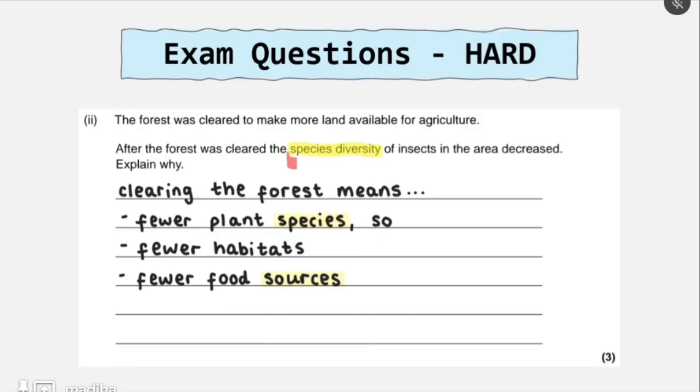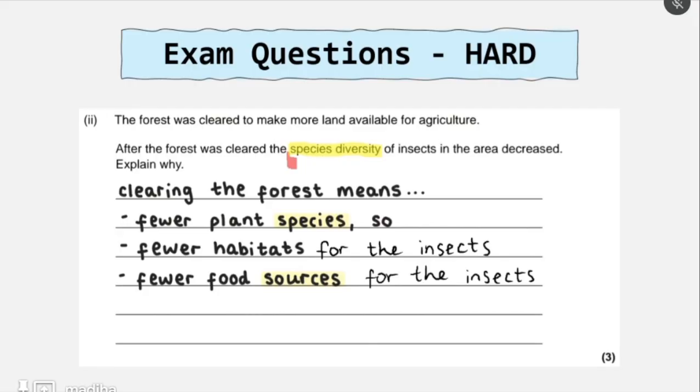And because there are fewer plant species, this means that there are fewer habitats, because we're thinking about the insects. There's fewer habitats for the insects, less places for them to live, and also fewer food sources for the insects. So they are not able to eat in those areas. And so the diversity of insects would decrease, because they would migrate somewhere else, they would probably die, so the diversity of the insects in that area would decrease.